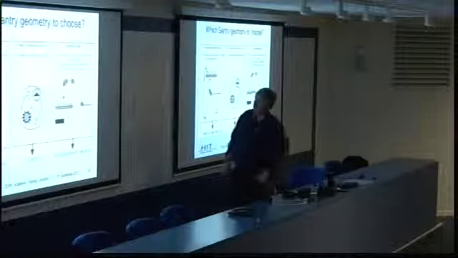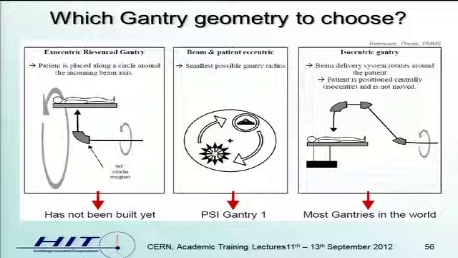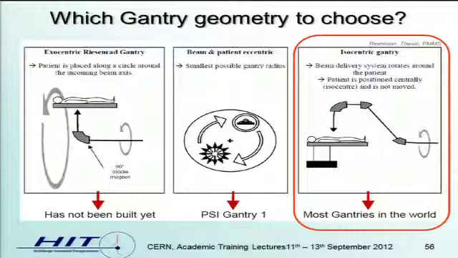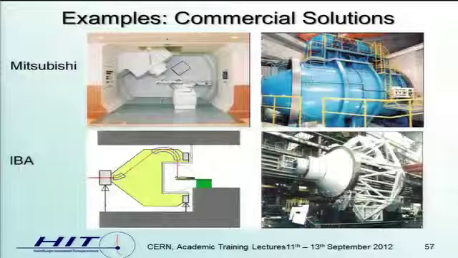Again, this picture shows the different versions, but nevertheless, most of the gantries worldwide are of this shape. It was a development also at PSI, who made a lot of experience with gantries. The first gantry was an eccentric one, the second one they built is an isocentric gantry now. So we can see here some examples.